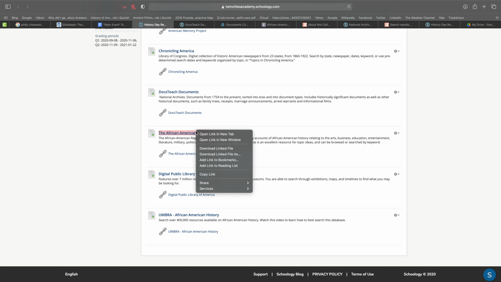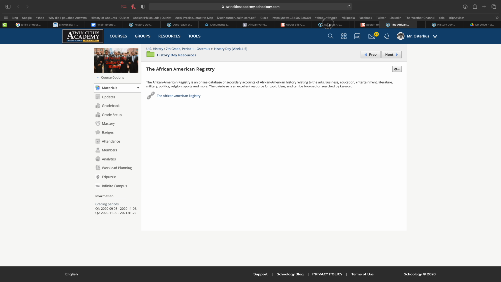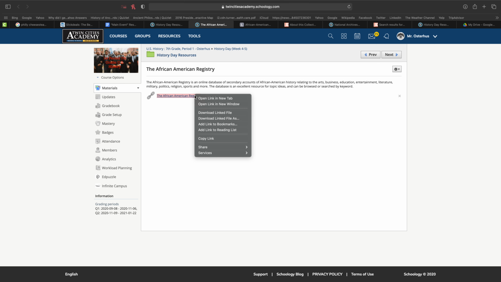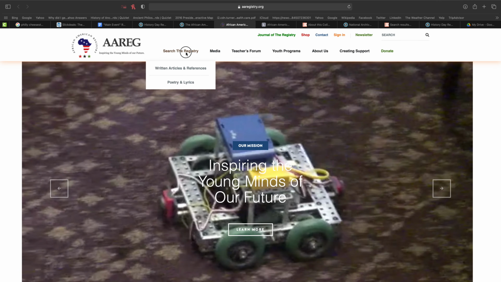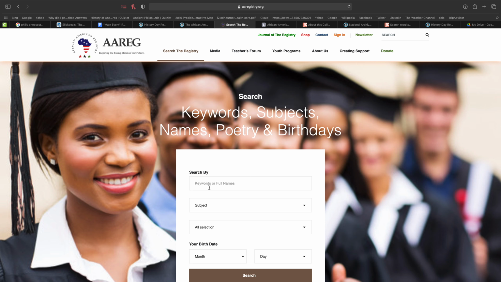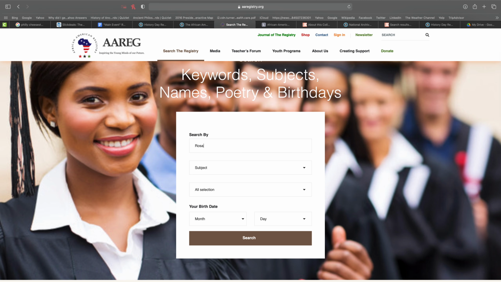Okay, so then you have the African American Registry. So this one's specific about African Americans. So if you're going to talk about the Chinese Exclusion Act, this is not the place to look. But if you want to talk about, say, Rosa Parks, you might want to try and see what they got. So we're going to do Rosa Parks.